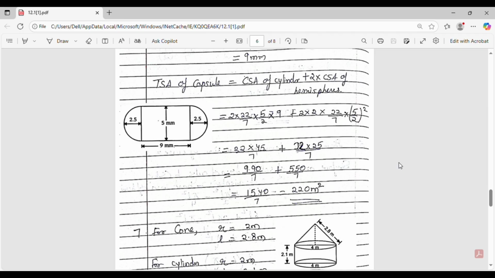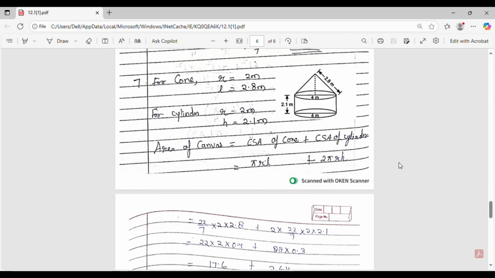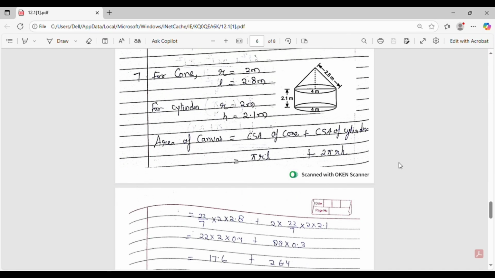Question number 7. A tent is in the form of a cylinder surmounted by a conical top. If the height and diameter of the cylindrical part are 2.1 meter and 4 meter respectively and the slant height of the top is 2.8 meter, find the area of canvas used for making the tent. Also find the cost of the canvas of the tent at the rate of rupees 500 per meter square.